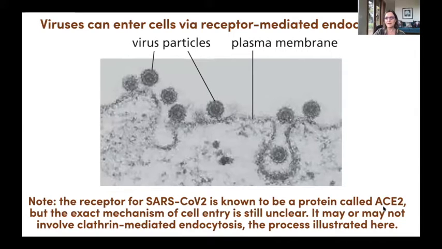ACE2 people have been looking at a lot because its expression may correlate with the vulnerability of specific patients to coronavirus infection. For example, it's been shown that smoking may upregulate the population of cells in the airway epithelia that express ACE2. So it may actually make people more vulnerable to infection.